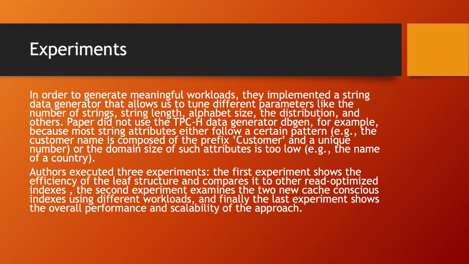In order to generate meaningful workloads, they implemented a string data generator that allows us to tune different parameters like the number of strings, string length, alphabet size, the distribution, and others. Paper did not use the TPCH data generator dbgen, for example, because most string attributes either follow a certain pattern. For example, the customer name is composed of the prefix customer and a unique number, or the domain size of such attributes is too low.